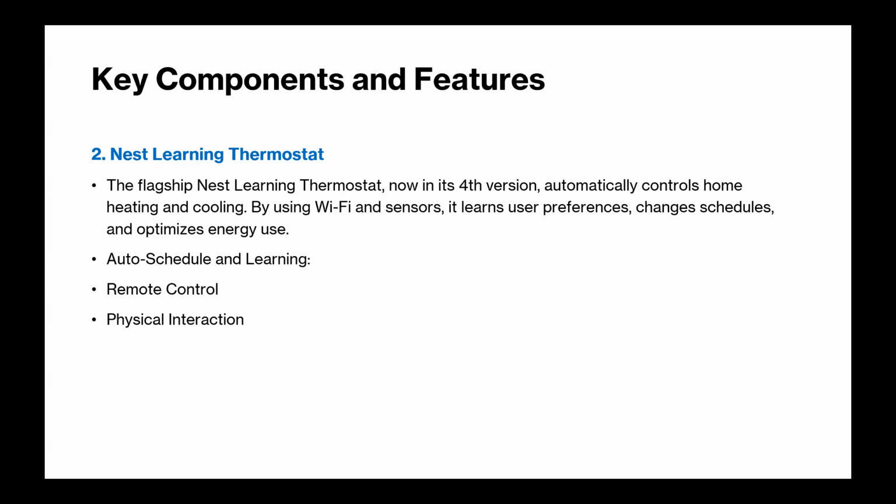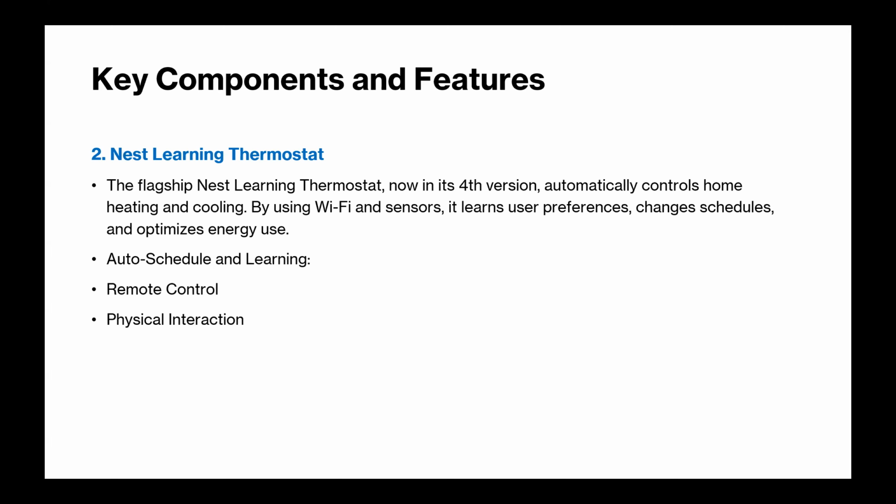Okay, so the second one is going to be Nest Learning Thermostat. This is a flagship product that's now in its fourth generation, and it's made to manage home heating and cooling, and it learns the user preferences by using Wi-Fi sensors, and also has sensor-driven features. So looking at the first one, auto schedule and learning.